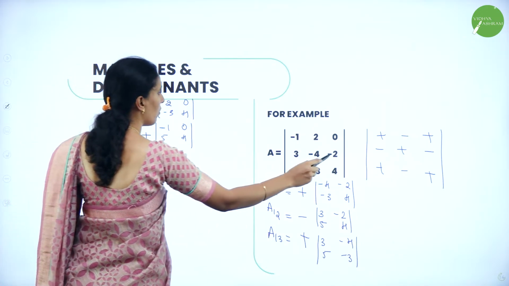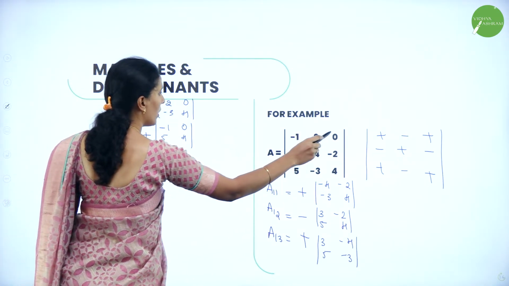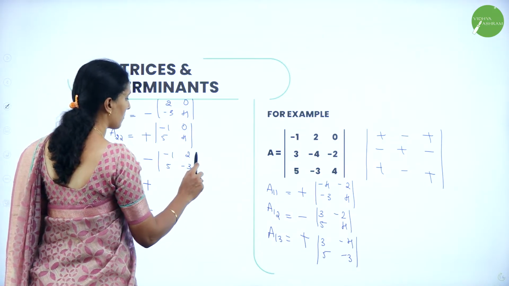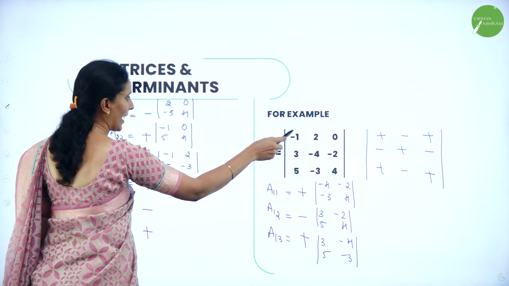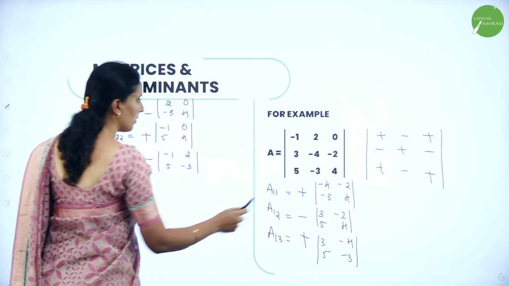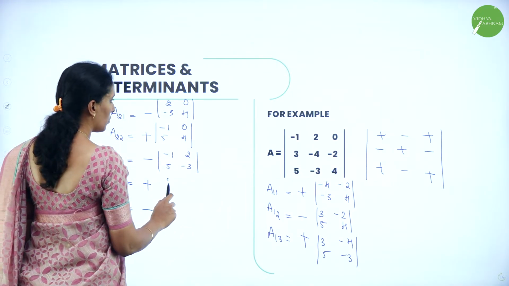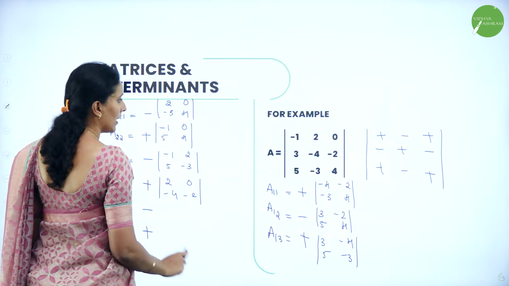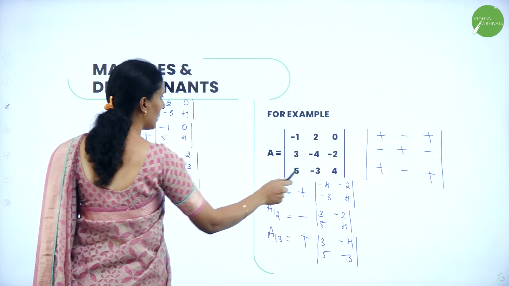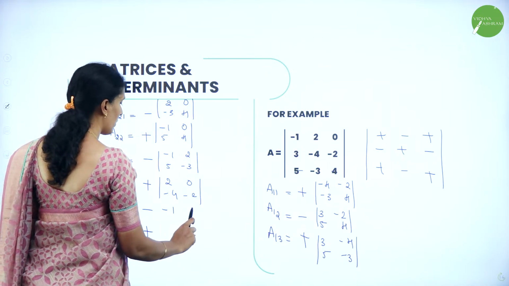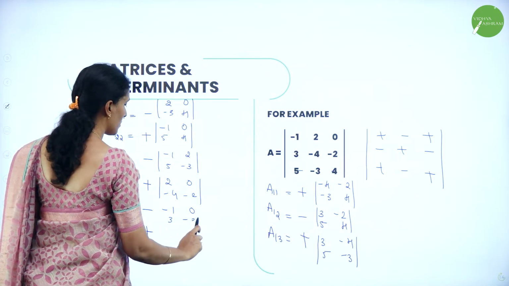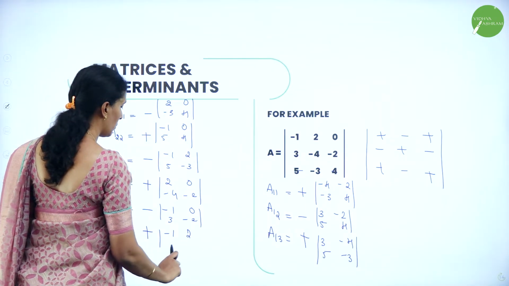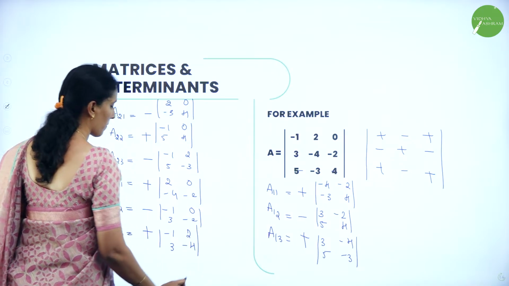Next, similarly for minus 2, delete the row, delete the column. We have minus 1, 2, 5, minus 3. Next 5. For 5, delete the row and column. So we have 2, 0, minus 4, minus 2. Next for minus 3, delete the column, delete the row. So we have minus 1, 0, 3, minus 2. And for the last one, we have minus 1, 2, 3, minus 4.